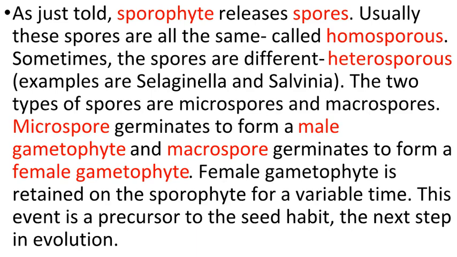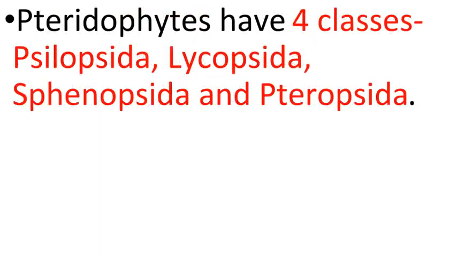The two types of spores are microspores and macrospores. Microspore germinates to form a male gametophyte and macrospore germinates to form a female gametophyte. Female gametophyte is retained on the sporophyte for a variable time. This event is a precursor to the seed habit, the next step in evolution. Pteridophytes have four classes: Psilopsida, Lycopsida, Sphenopsida and Pteropsida.